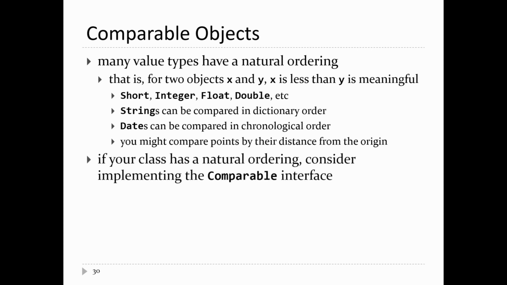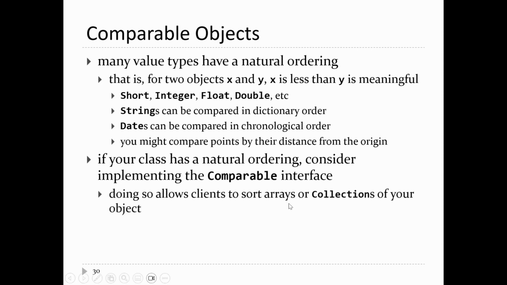You might not want to do it that way either. So if your class has a natural ordering, in other words, if you want to sort objects of your type, then consider implementing the Comparable interface. If you do this, then you let users of your class sort arrays or lists, or put them into TreeSets or TreeMaps. Basically, your type becomes sortable.